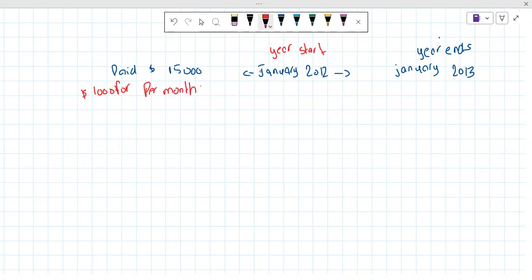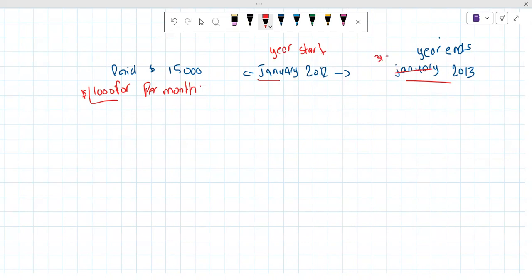So, for example, your financial year starts in January 2012 and ends in January 2013. Okay, and you have paid $15,000 to the marketing agency. For example, if it is 1,000 per month, you have to pay 1,000 for every month of marketing. So if it is 12 months, we have to pay 12,000 for the whole year, from January 2012 to January 2013.